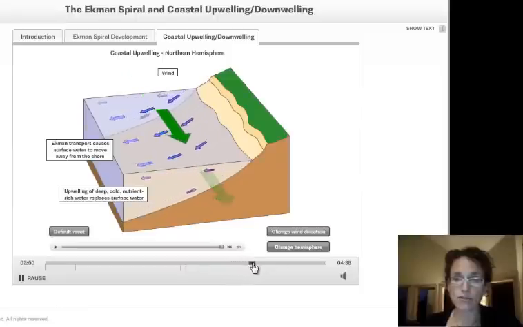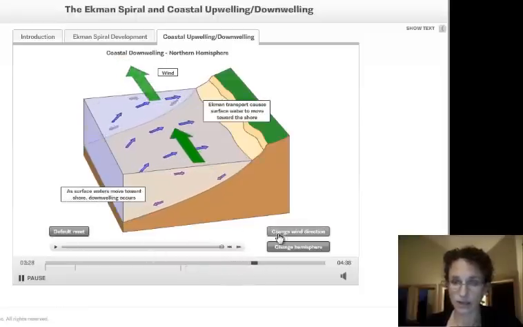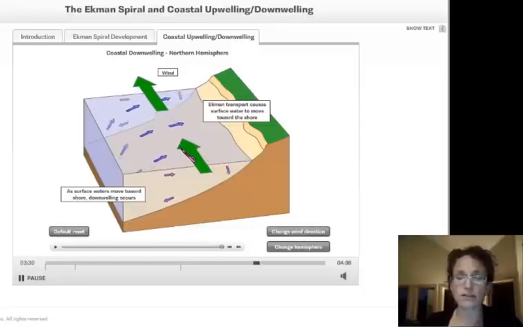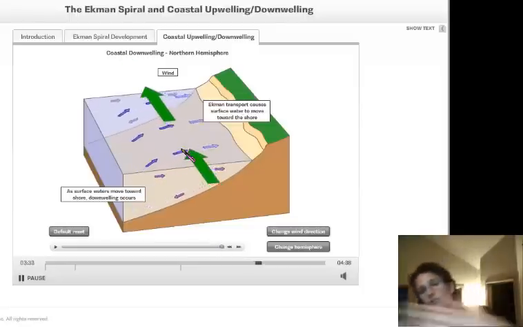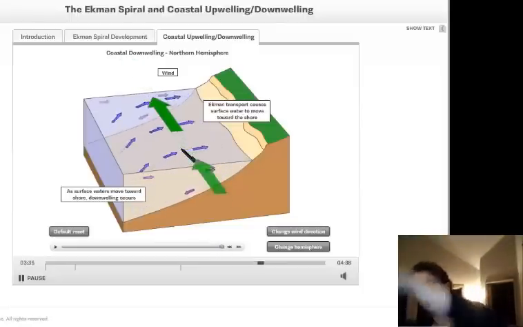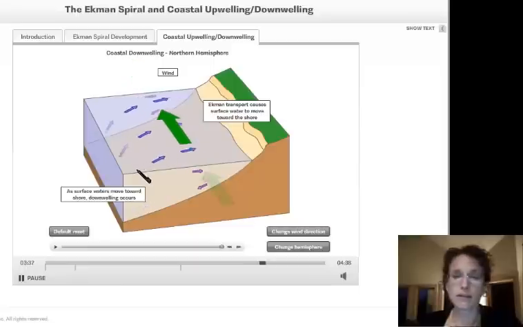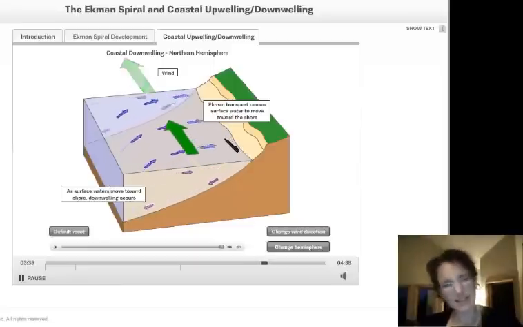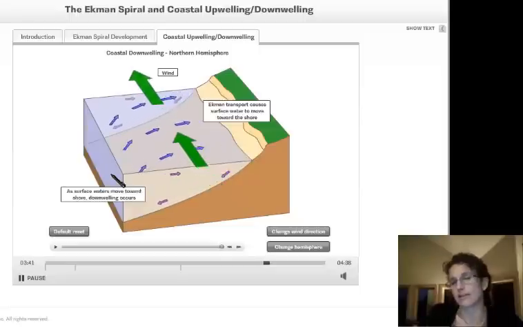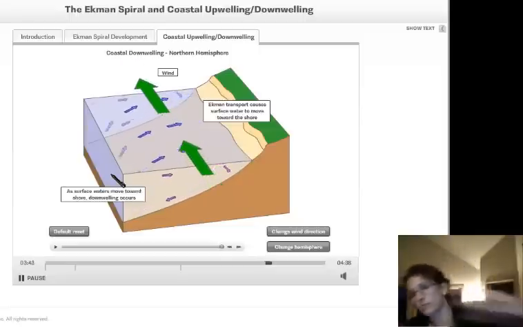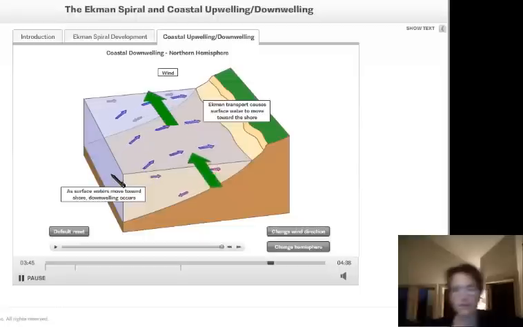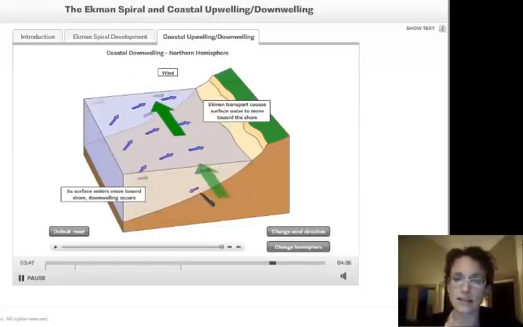And then if we change the direction of the wind, now in the northern hemisphere, that surface current is going to move toward the shore, and you're going to have downwelling. Because that current moves to the shore, it's a mass balance, right? That water has to go somewhere. So if the water moves to the shore, it's got to go down, and then it's going to go away in the deeper current.